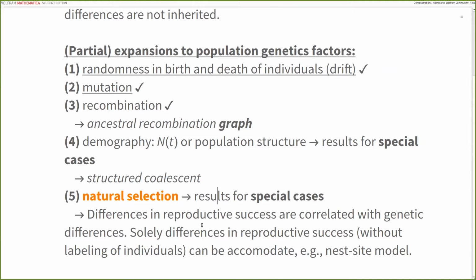What is now the difference between coalescence considering selection? Well, it means that differences in reproductive success are correlated with genetic differences, so inherited. If, however, differences are there, but not inherited, the basic coalescent can actually still accommodate that. But we are not concerned with the latter, but with actual inherited differences.